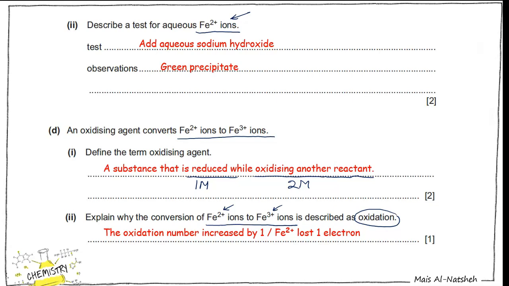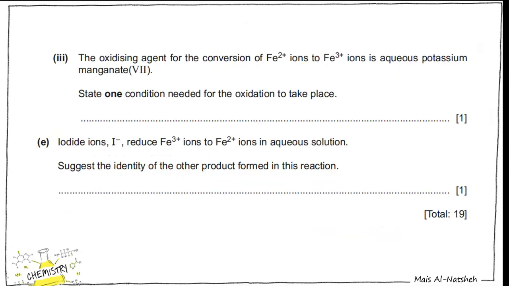Next part. The oxidizing agent for the conversion of iron 2 positive ions to iron 3 positive ions is aqueous potassium manganate 7, which is KMnO4. State one condition needed for the oxidation to take place. The essential condition for this reaction is acidic condition, so we should add acid.